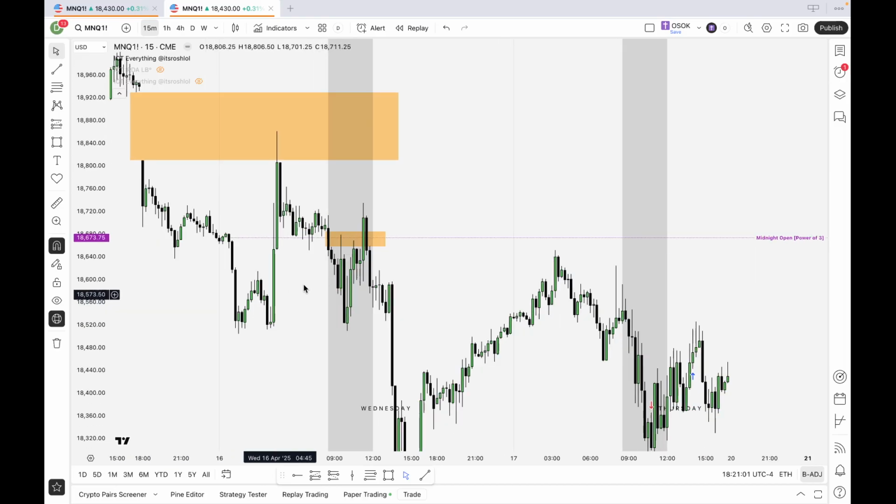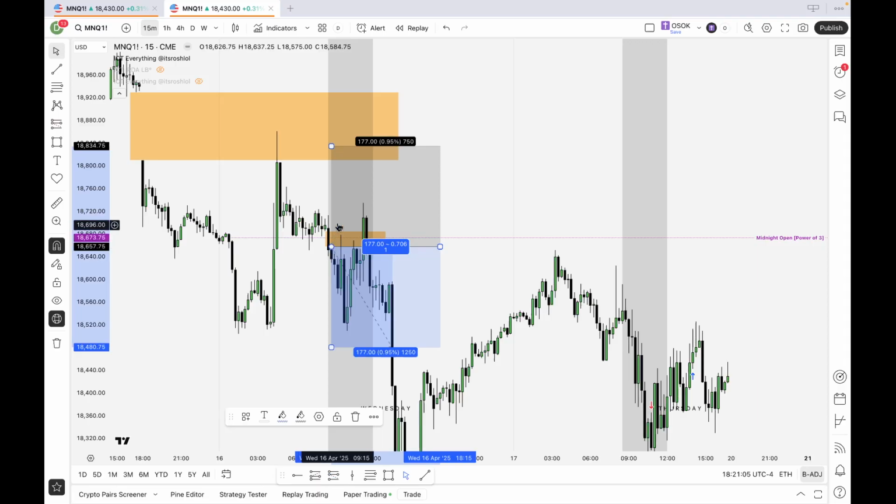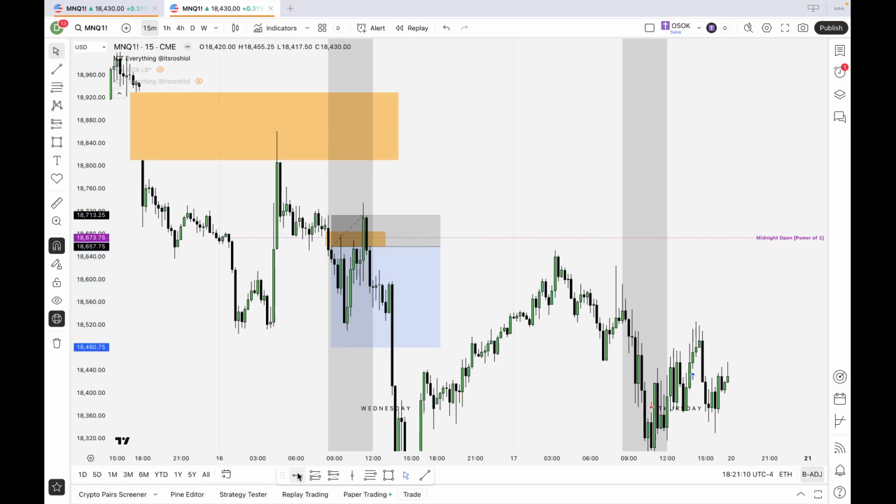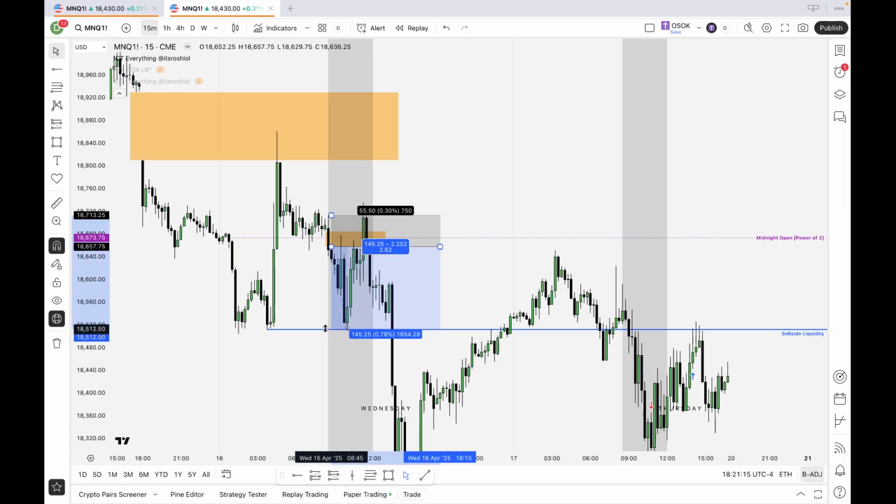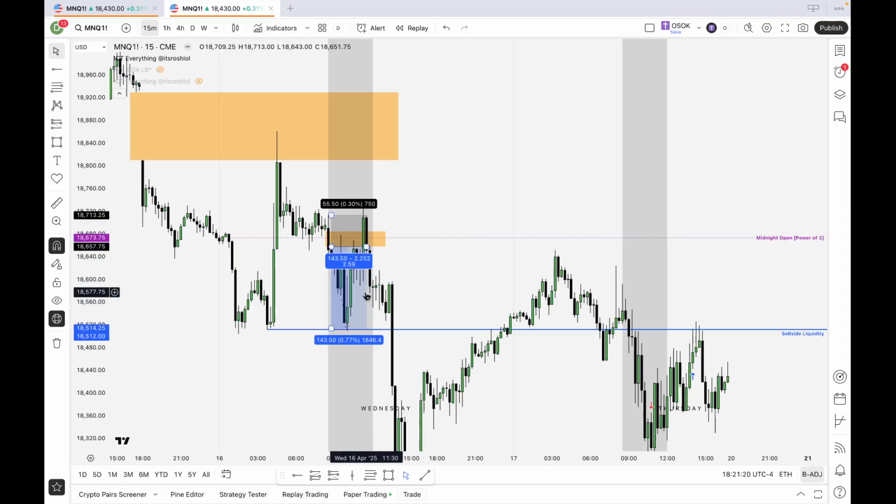So your entry would be here, stop above the high, and you can target this hourly sell side liquidity pool right here for 2.6R. So 2.6R on Wednesday.